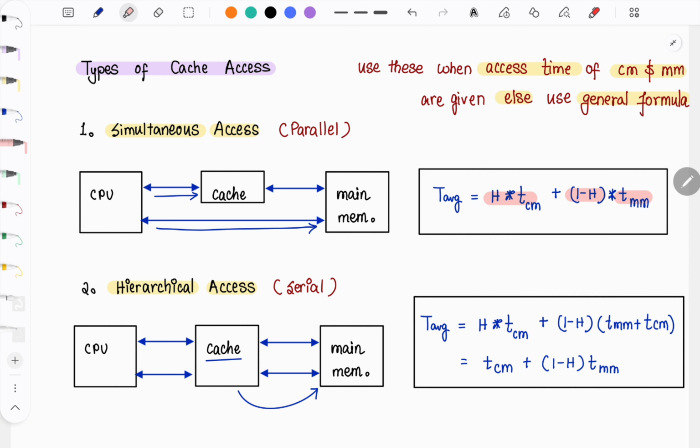However, in case of hierarchical access, we are taking extra time because we first look for the reference made by the CPU in the cache. For that, we multiply the hit ratio with the access time in cache memory. Afterwards, for the miss, we add the access time for main memory and cache memory and multiply it with the miss ratio. This is the simplified version of this formula. We have removed this h and only taken into consideration up to this part. This is mathematically proven, and this reduces the calculation.